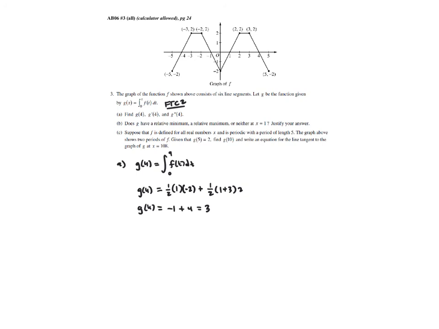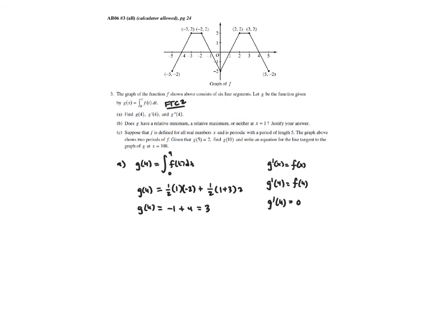All right, let's find g prime at 4. Before we find g prime at 4, we have to find g prime of x. Well, g prime of x using FTC is going to be f of x. That's FTC part 2. So g prime at 4 is going to be equal to f at 4. So very simple. Look at your graph. What is f at 4? f at 4 is 0. Just analyze your graph, guys. f at 4 is 0.